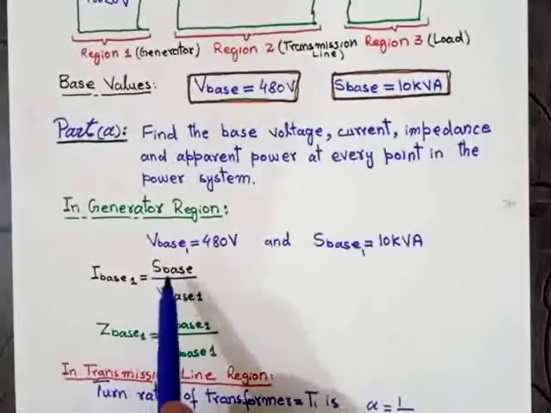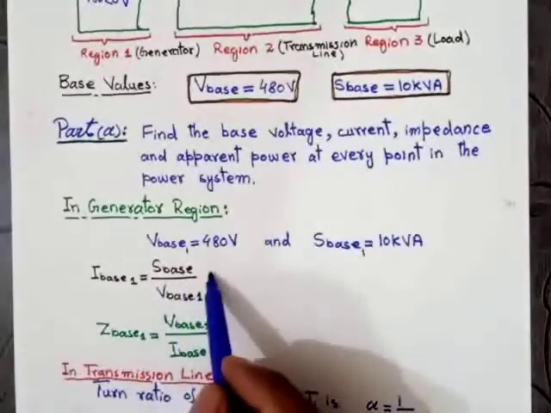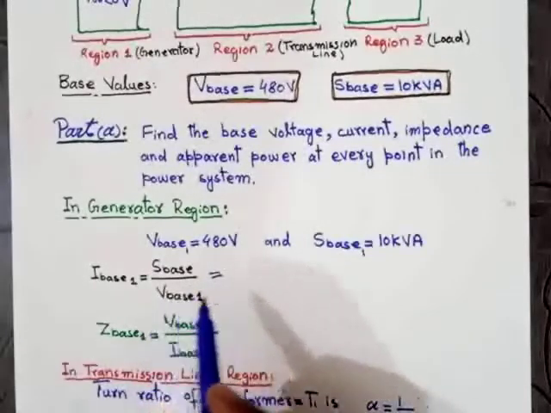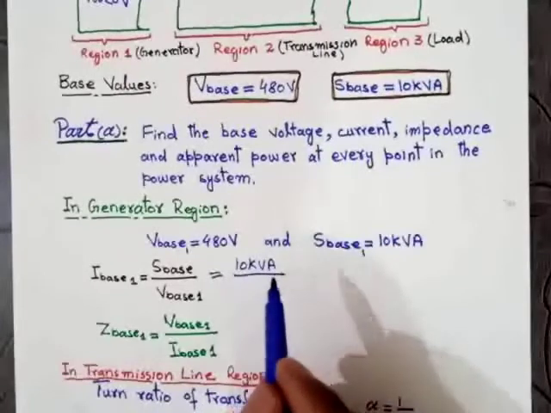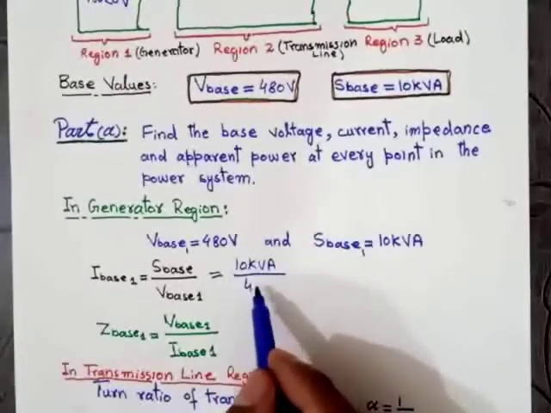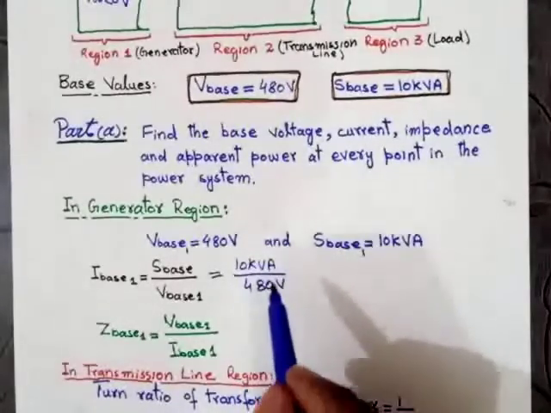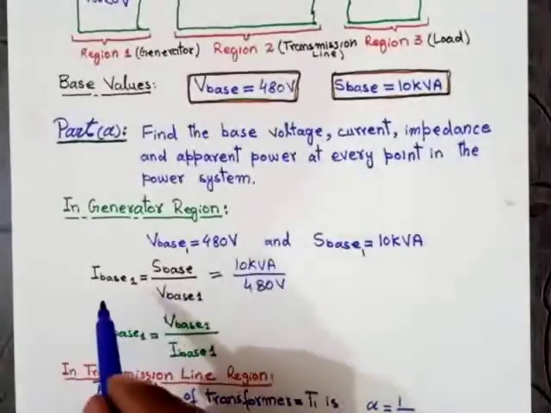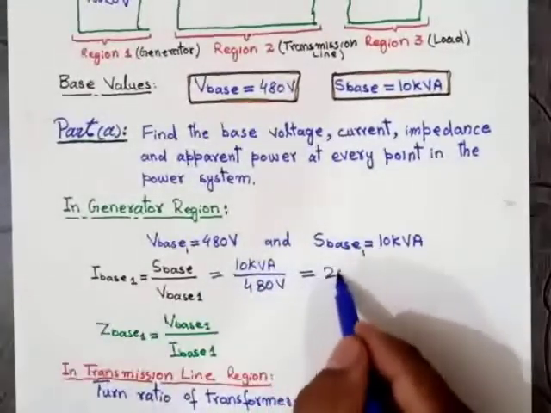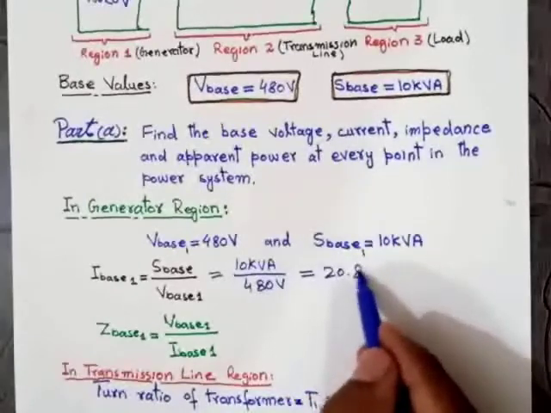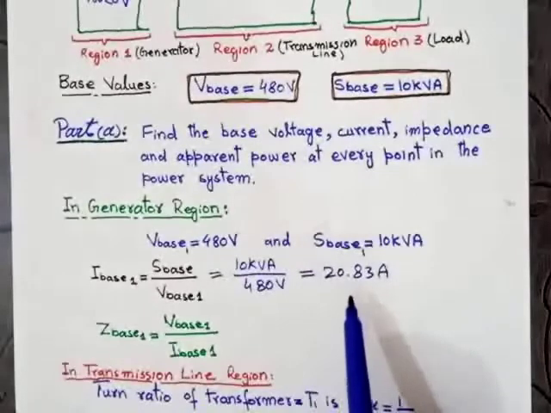Putting the values of S base and V base in this equation, we get S base is 10 kVA and the value of V base is given here as 480 volt. After solving this equation, the value of the base current will be equal to 20.83 ampere. So this is the base value of the current.